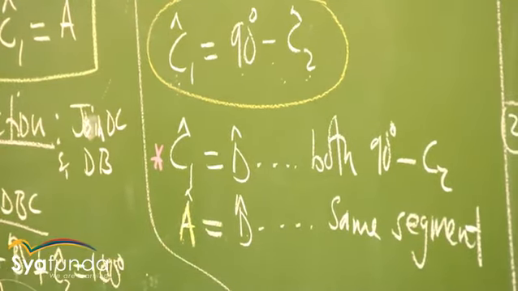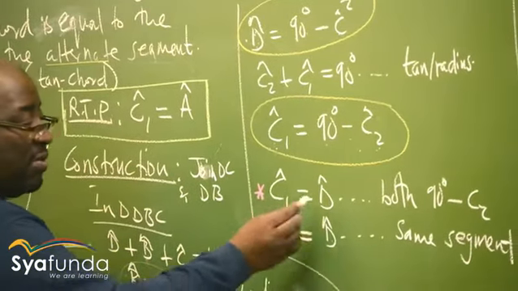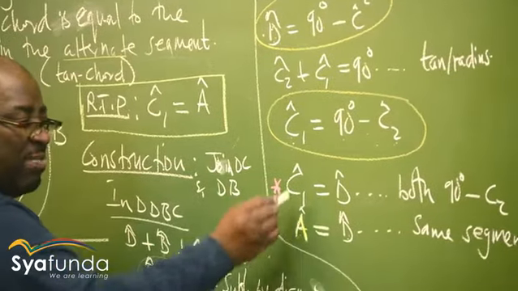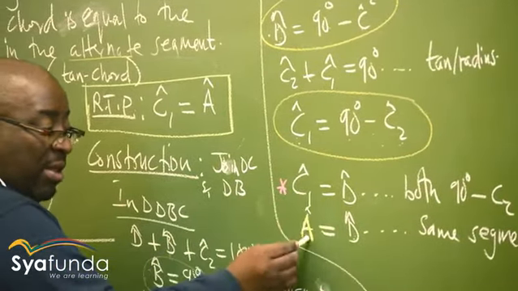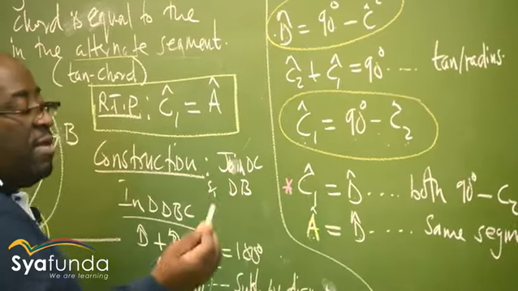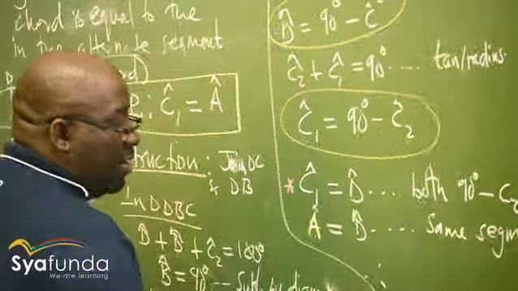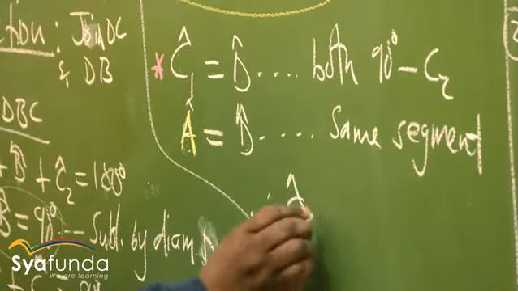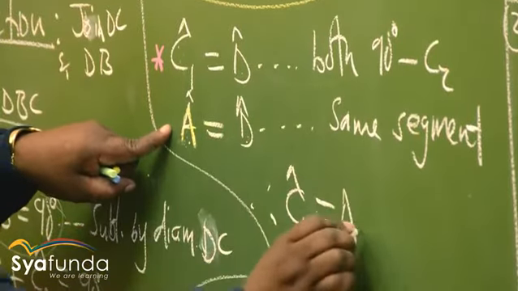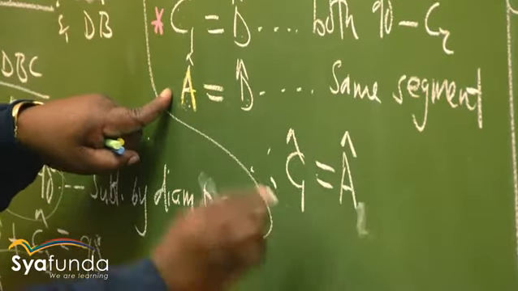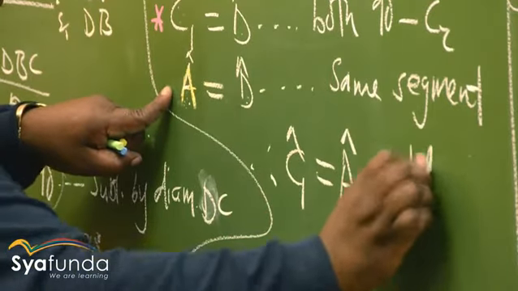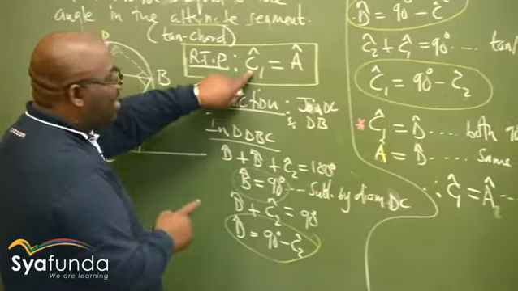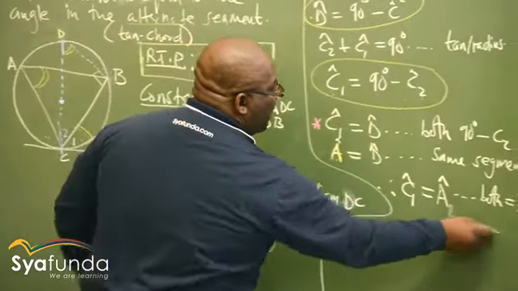Let's look at what we have there. Angle C1 is equal to D. We are also saying angle A is equal to D. What can we say about these two? They are the same. Therefore, we can conclude that angle C1 is also equal to angle A. Why are these two the same? Because they're both equal to D. What are we required to prove? We're required to prove that angle C1 is equal to A, and we've just proved it.